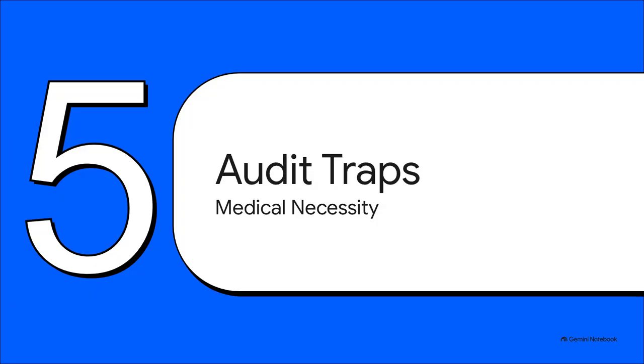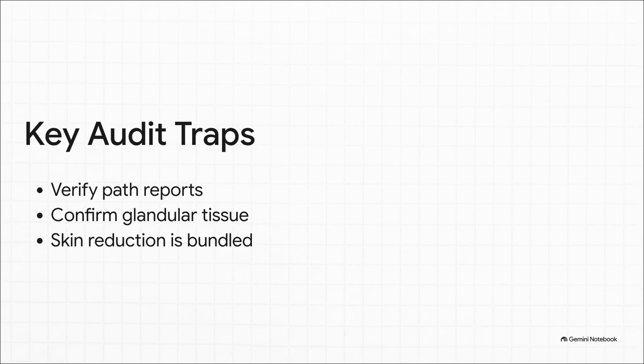Section 5. Audit traps and medical necessity. Let's open up the auditor's playbook and flag those high-stakes traps that are basically guaranteed to trigger claim denials. So here is your absolute golden rule for this entire explainer. Your code selection must match the pathology report, period. If you bill 19300 for gynecomastia, but that path report comes back showing only fatty adipose tissue, an auditor is going to instantly strip away your 19300 code and downgrade it to a cosmetic lipectomy.